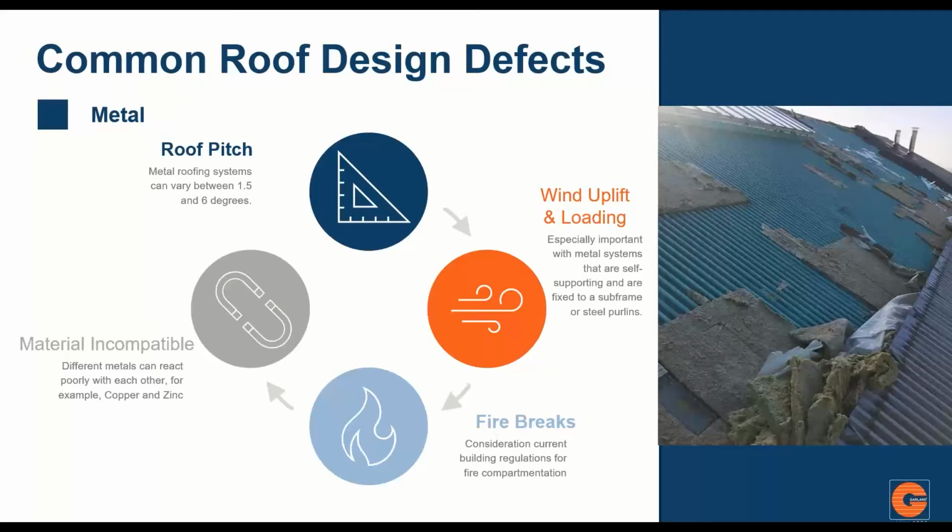Wind uplift and loading causes big concerns with people. And when we're talking about this, the main issues, especially with a self-supported system, go back to a subframe or steel purlins. We need to understand the profile, the gauge, and also the material type to understand the strength of the metal panel that's being specified. At this point, we always recommend it being the responsibility of a structural engineer, but you can also have indicative performance given by your metal roofing manufacturer if they are capable of doing so.